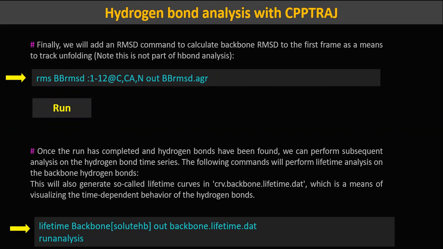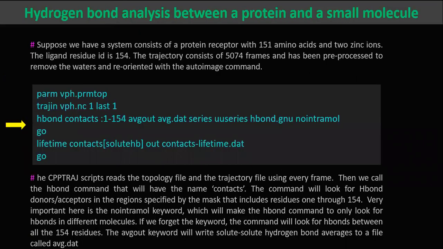For example, some mutation leads to some part of the protein being unfolded. So as I wrote before, it's not part of the hydrogen bond analysis, but it's better to have this. So hit run. Once you complete, you have all the hydrogen bonds that Amber could find in your system, okay?